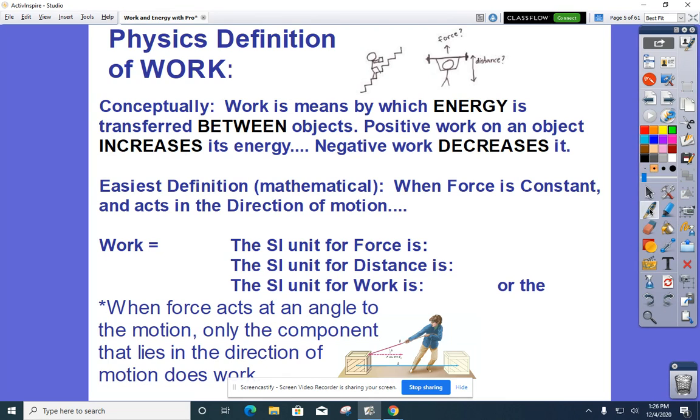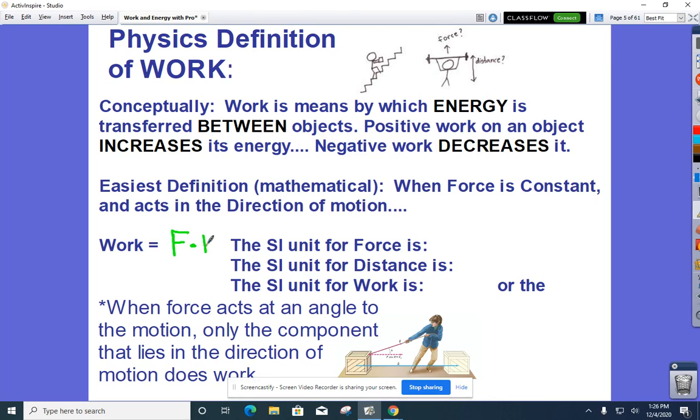We can write that very simply. Sometimes we just have to go back to the very basics. So work is equal to F times D, right? So force times displacement. Now, technically speaking, when we talk about displacement, we sometimes use the term delta X. That's fine. It's just a product of force and displacement.